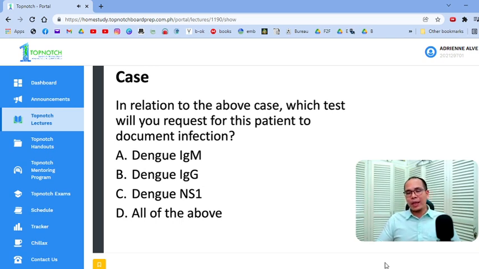Okay, your NS1 is an envelope protein of your dengue. Okay, so hindi porket NS1 nakikita lang siya dun sa isang serotype ng dengue. No, you have 4 serotypes of dengue, and all of them will carry this NS1 protein. So please remember that. Okay, so going back, for this specific patient, what will you request?